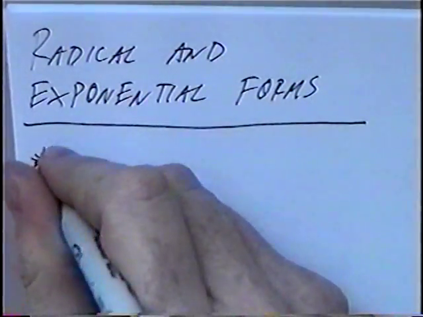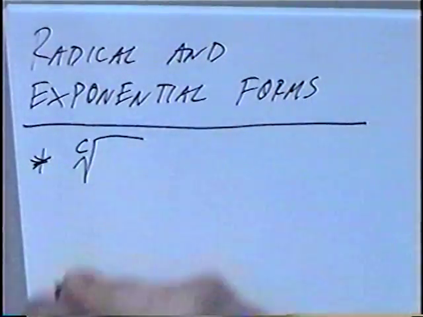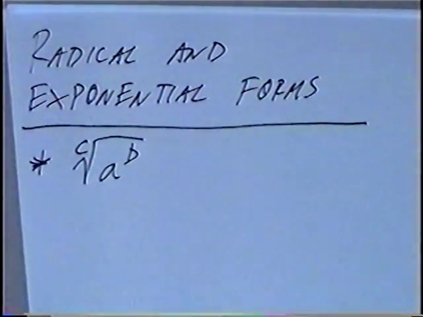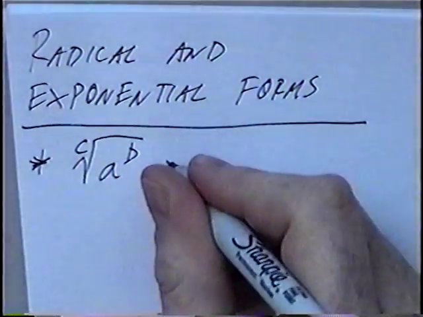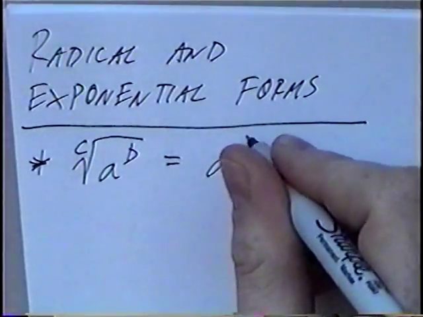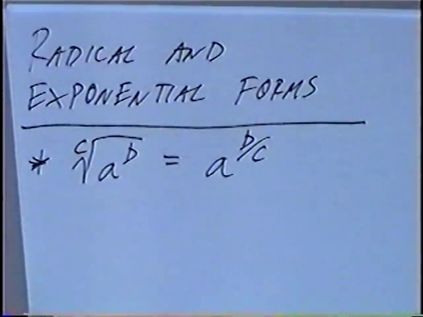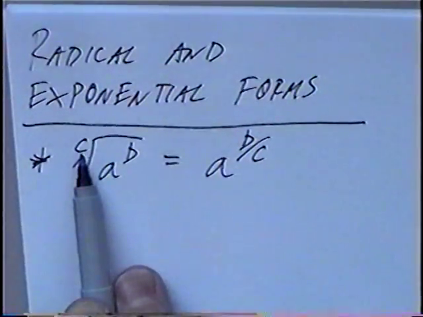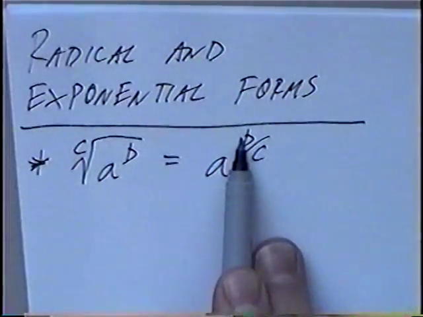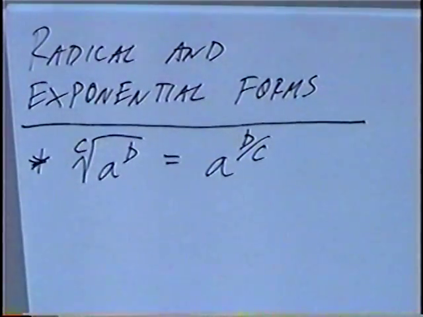One definition or formula for this section. A radical sign will have the c root on the outside, and inside we'll have a to the power of b. So the c root of a to the b is equal to a to the exponent of b over c. So taking a radical form, we can take the exponent inside divided by the root number, or we can also take the exponent form and take a fraction with the numerator being the exponent and the denominator being the power of the root.